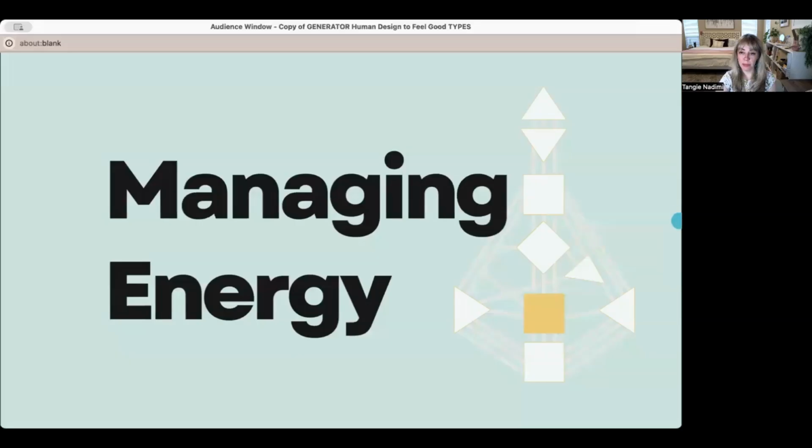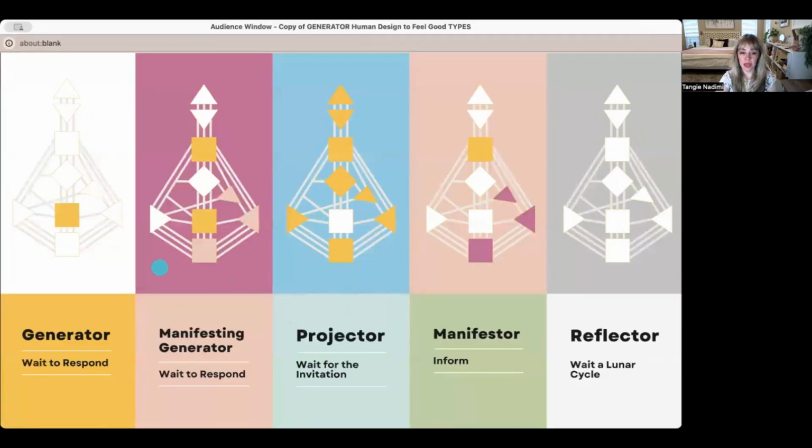So, how to manage that energy and protect the aura? We have, again, the 5 different types and their different strategies. Your strategy in human design tells you how to manage energy and protect your aura. Making aligned decisions is your authority. Strategy always comes prior to authority.